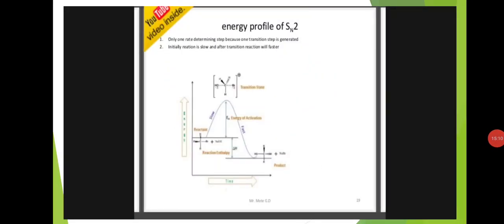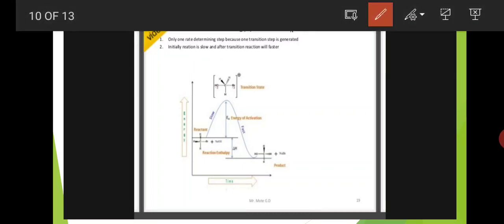And here is the energy profile of SN2. There is only one rate determining step because one transition state is generated. Initially the reaction is slow, and after the transition state the reaction becomes faster. Okay, this is the energy level diagram, and here only one peak is there. That peak indicates the transition state of the intermediate, with bond formation and bond breaking.